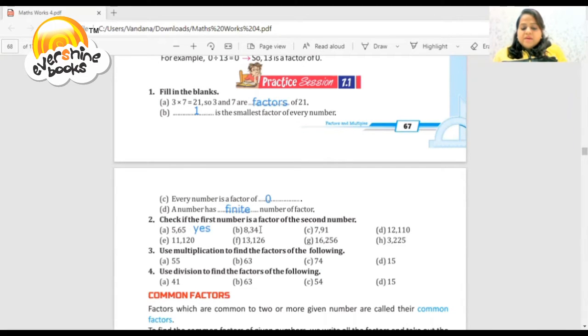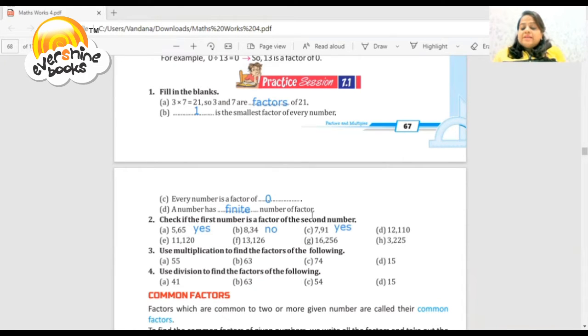Now question number B, 34 and 8. If it is fully divided by number 8, then your answer is yes. Just read the table of 8 and tell me the answer. So 34 is not divisible by 8, so 8 is not a factor of 34. So write here no. Here you will write yes, because the first number is a factor of the second number.